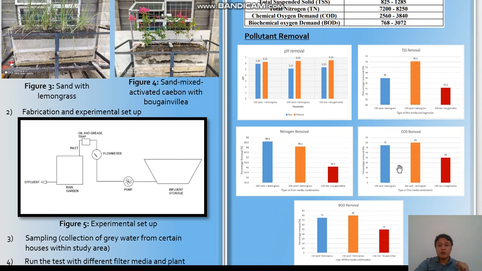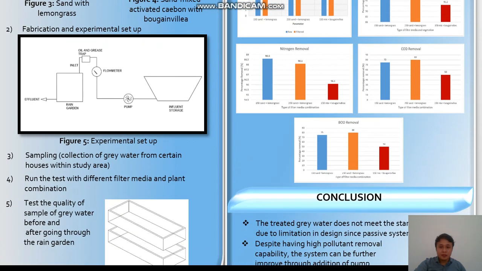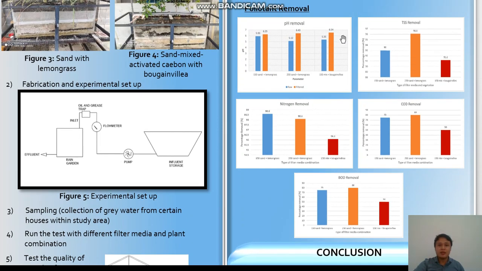As for the COD removal, the 250 mm sand filter with lemongrass has the highest COD removal, which is up to 80%. And the BOD removal is estimated through the BOD and COD ratio, which means that the BOD removal is estimated through the value of the COD removal. So it can be seen that despite not using any chemical, the pollutant removal is quite high.